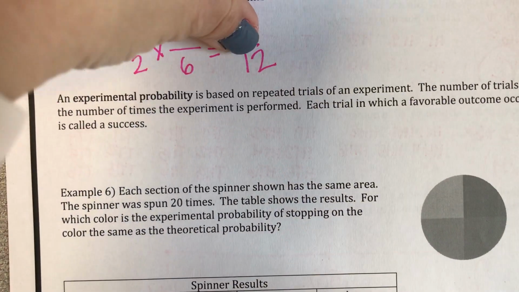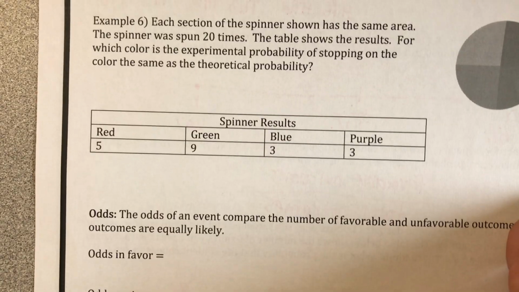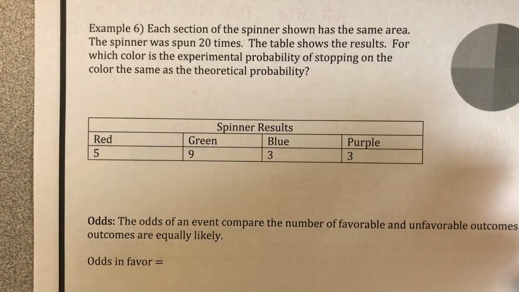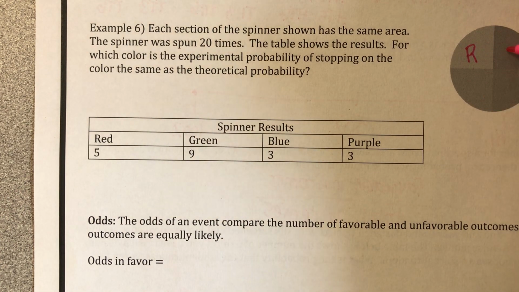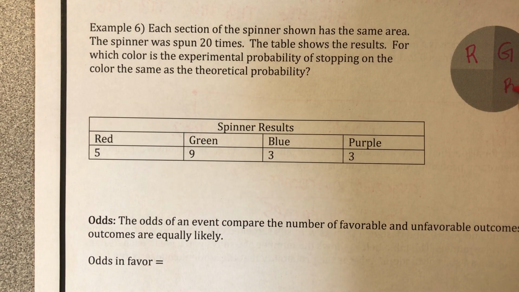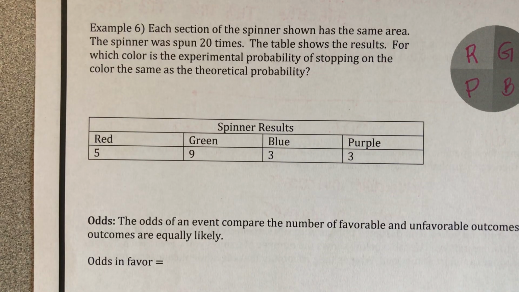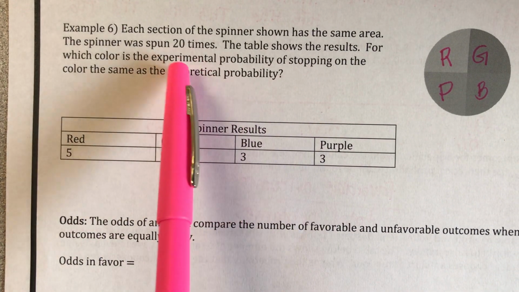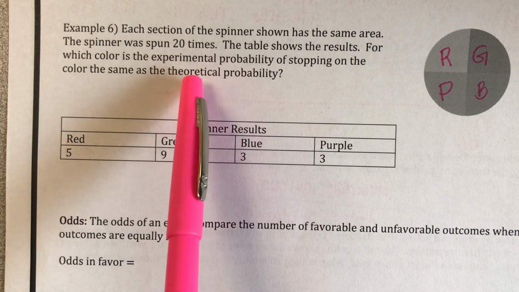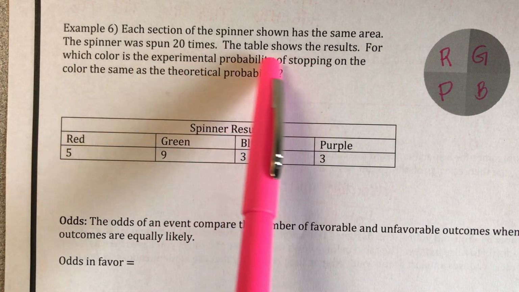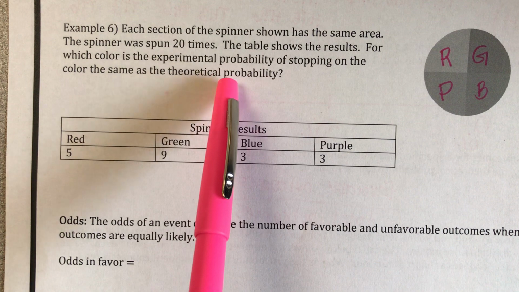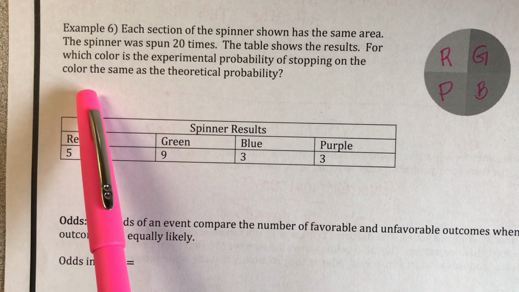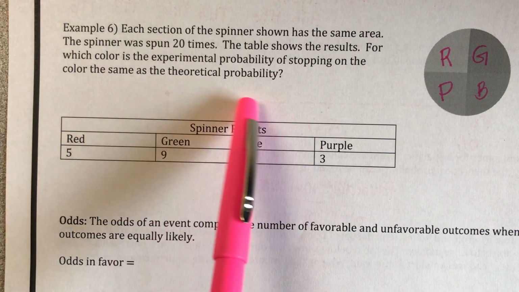So on example 6, it says each section of the spinner shown has the same area. Okay, obviously it's not color. We have red, green, blue, and purple. Okay, we're going to spin that spinner 20 times. So it says the table shows the results. For which color is the experimental probability of stopping on the color the same as the theoretical?